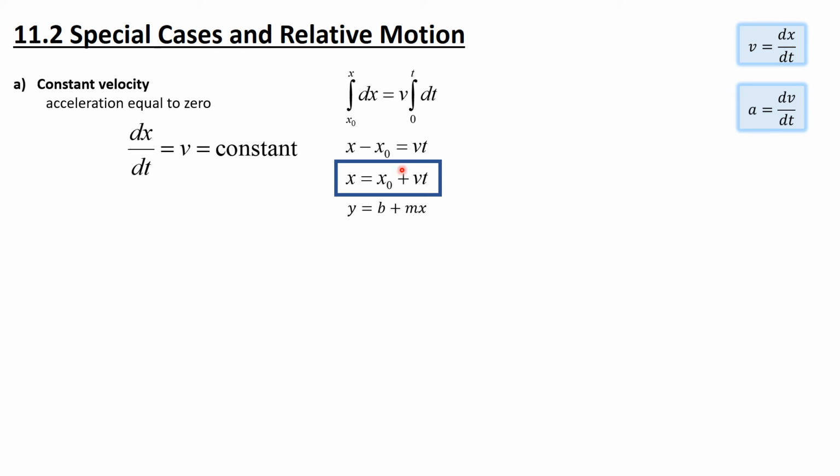Okay, so pretty simple scenario. Constant velocity, and this is the equation that's going to go with that. Your position is changing linearly with time.